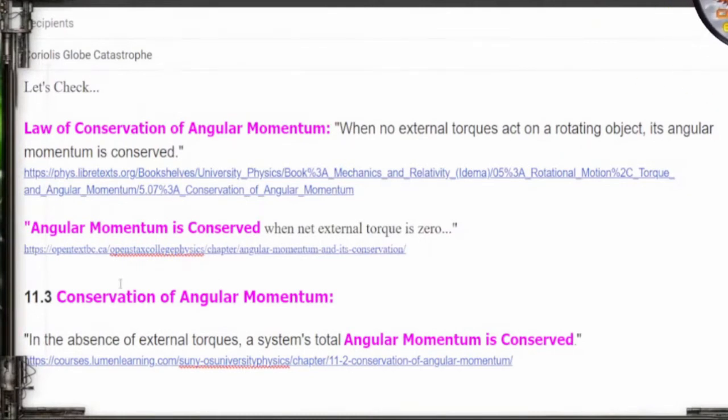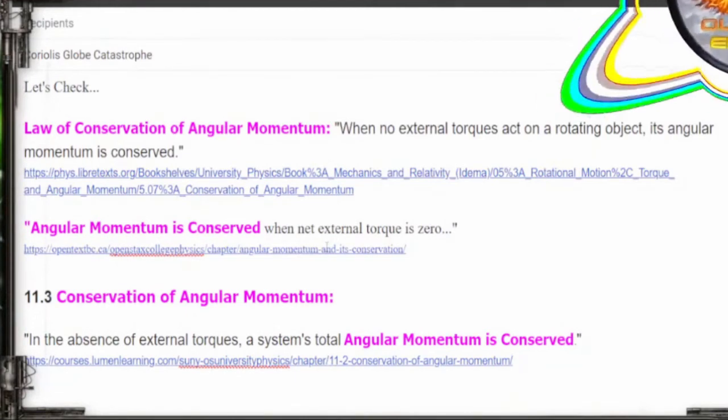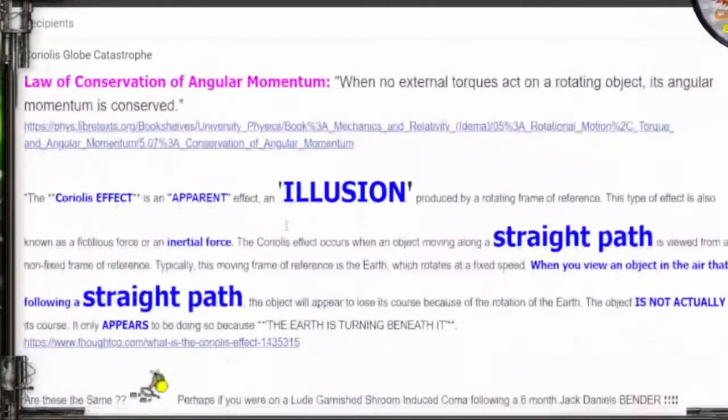From Lumen Learning, 11.3, conservation of angular momentum: in the absence of external torques, a system's total angular momentum is conserved. Well, that lines up with every single one of them. So simply, we could just use the top one. I'm going to drag the top one with me, and we're going to put it up against definitions of the Coriolis effect. Let's see if they're the same.